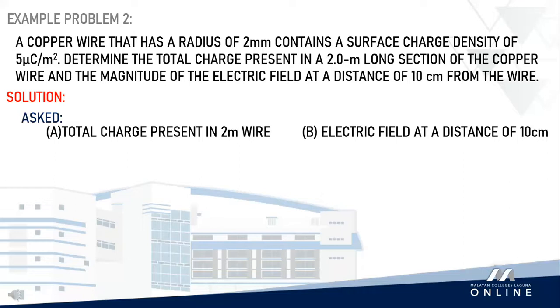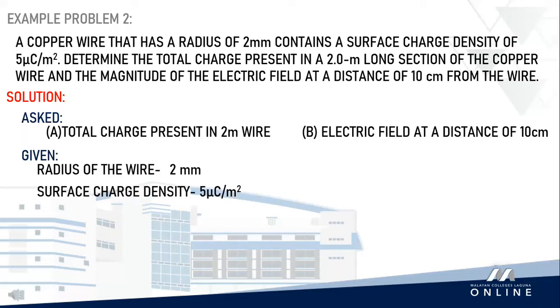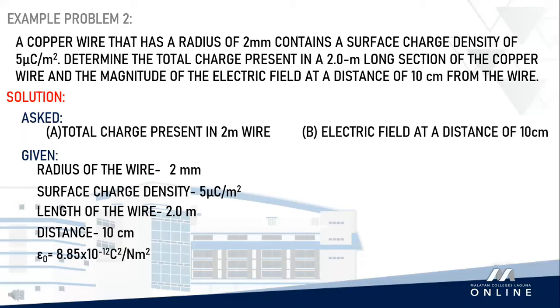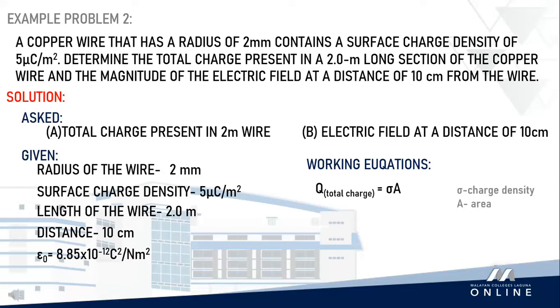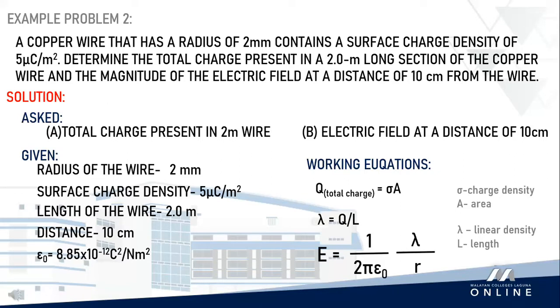We will list down first the given values. These are the radius of the wire, the surface charge density, the length of the wire, and the distance from the wire. The permittivity of free space, although it's not given, is a constant value. For our working equations, based on the table I presented to you in the previous lecture, you can get the value of charge by multiplying charge density with the area, and the linear charge density by finding the ratio of charge Q and L.